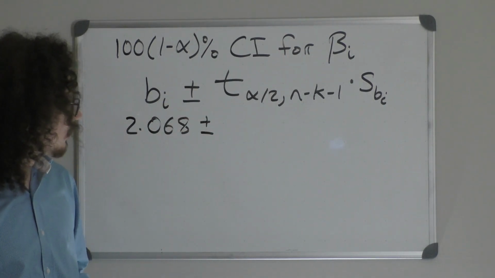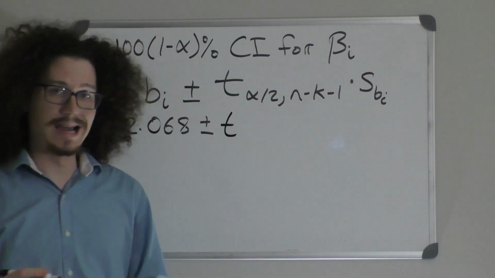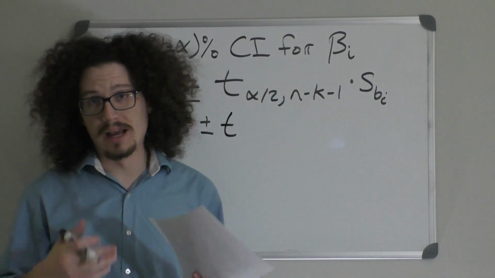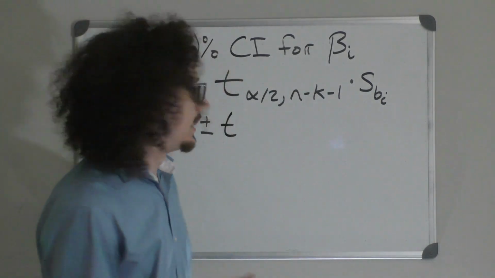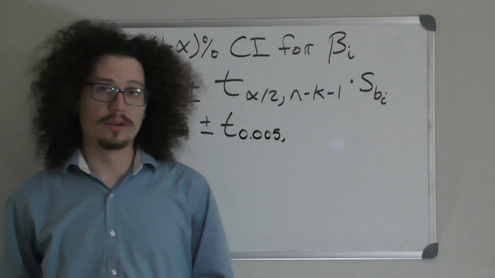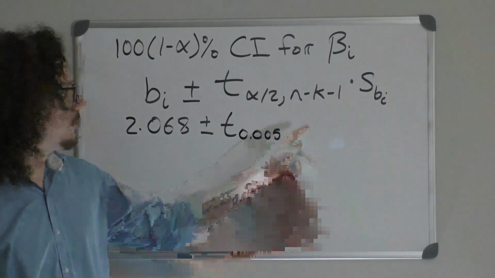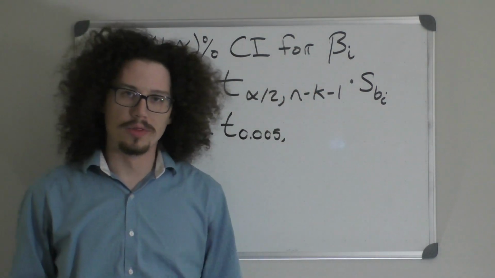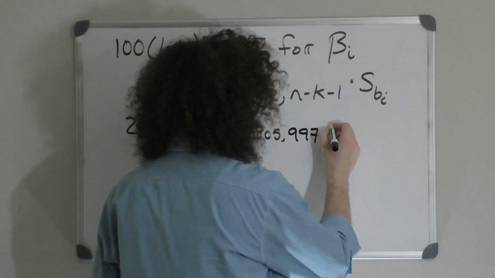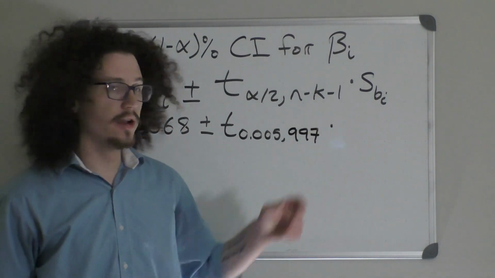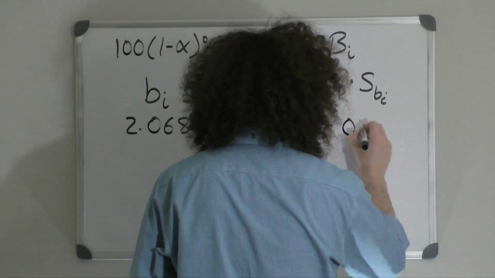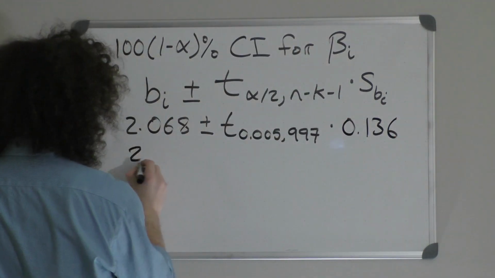So 2.068 plus and minus our critical value. So if we're doing this at the 99% level, our significance level is 1%. Our alpha is 0.01. So when we cut that in half, we're going to get 0.005. Then we're going to have our degrees of freedom. Again, these degrees of freedom haven't changed. 1,000 minus 2 minus 1 is going to give us 997. And then we're going to multiply that by the standard error, which we know is 0.136.